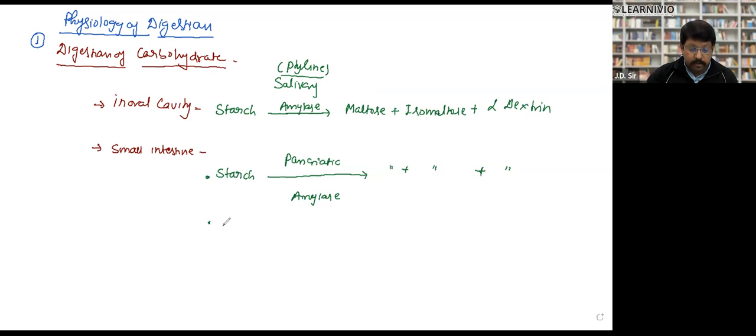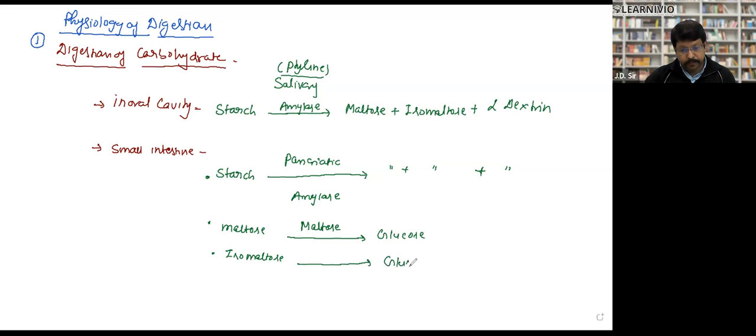Next point: maltose is broken down into glucose with the help of the enzyme maltase. Isomaltose, the second one, is broken down into glucose with the help of isomaltase.